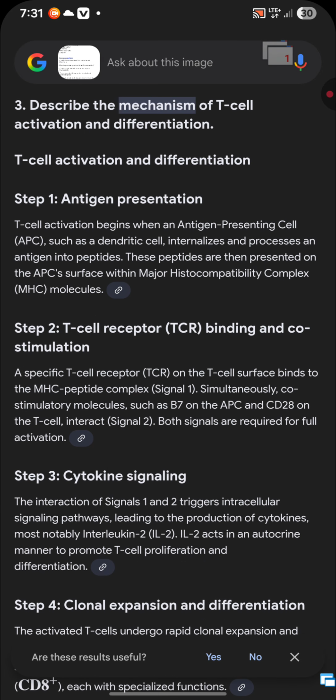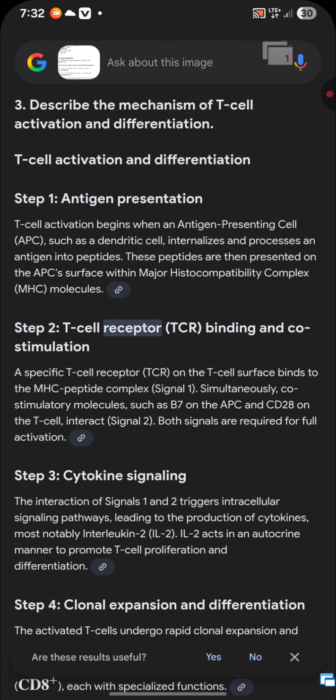3. Describe the mechanism of T cell activation and differentiation. T cell activation and differentiation. Step 1. Antigen presentation. T cell activation begins when an antigen-presenting cell, APC, such as a dendritic cell, internalizes and processes an antigen into peptides. These peptides are then presented on the APC's surface within major histocompatibility complex, MHC, molecules.